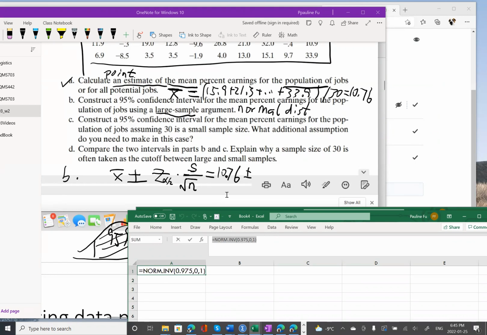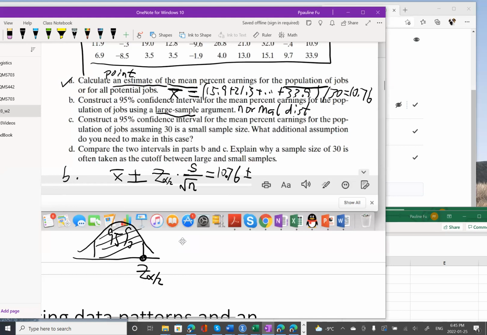So you get 1.96. And why do I use 97.5%, or 0.975? Because Excel calculation is based on area to the left. When you have 95% in the middle, the area to the left of this Z half alpha is 97.5%. This area, 97.5%.